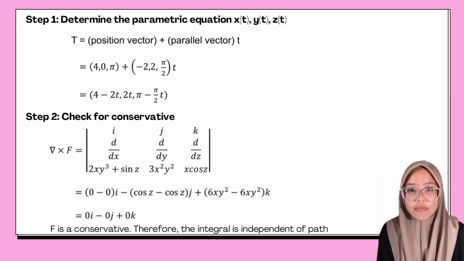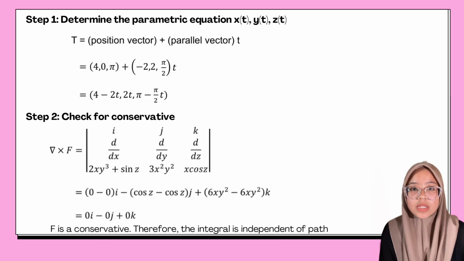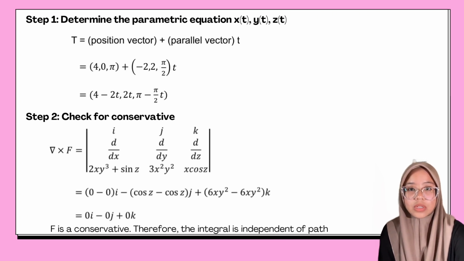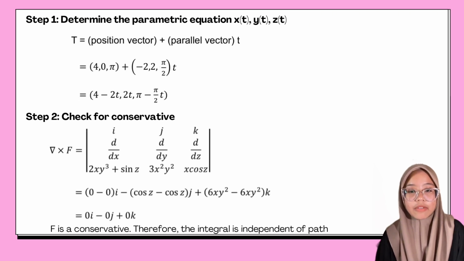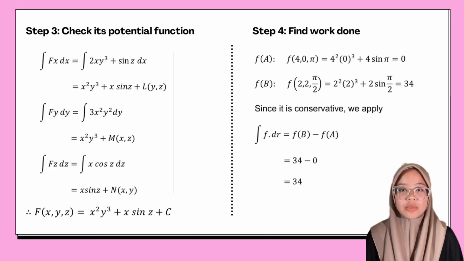So we get 4 minus 2t, 2t, pi minus pi over 2t. So we started answering the question in step 2: check for conservative. We need to find the cross product del cross F, and we got 0i, 0j and 0k, which means F is conservative, therefore the integral is independent of path. For step 3, check its potential function.